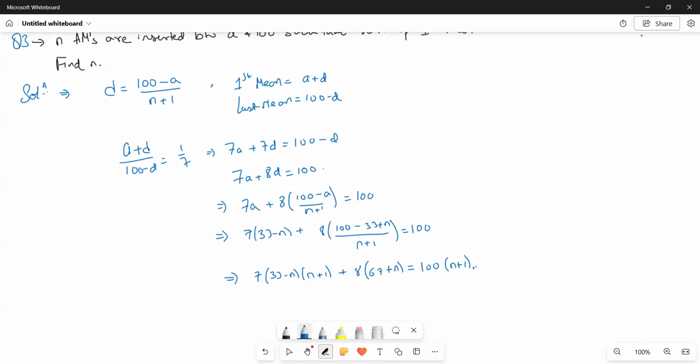Now, expand the whole thing. When we expand the whole thing, we'll get a quadratic 7n squared minus 132n minus 667 is equal to 0. Now find out the middle factors for this.